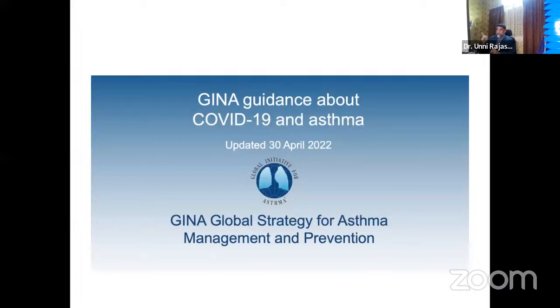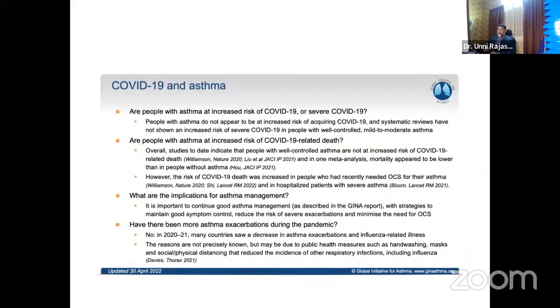So look at what GINA has to say on COVID-19 and asthma management. This was interesting because some facts came up. So far, I was thinking that asthma is a concern for COVID situations. But there has been a study that people with asthma do not appear to be at increased risk of acquiring COVID-19. And systematic reviews have not shown an increased risk of severe COVID-19 in people with well-controlled mild to moderate asthma.